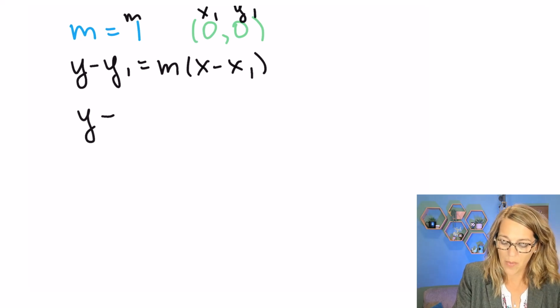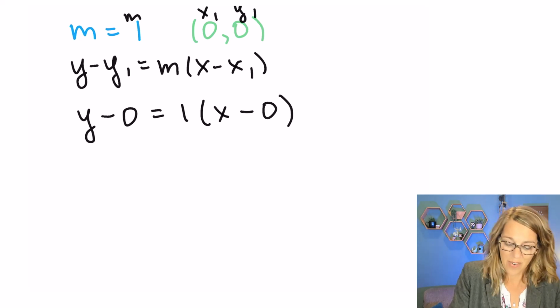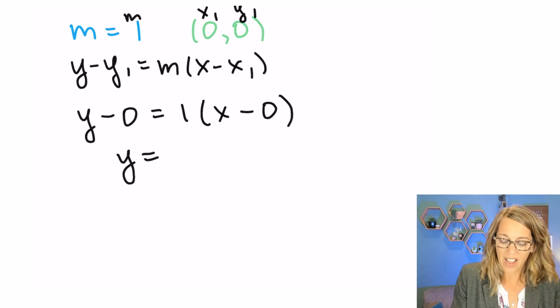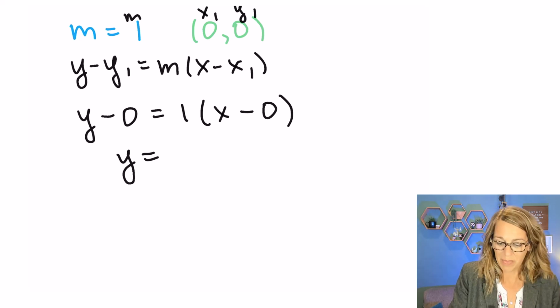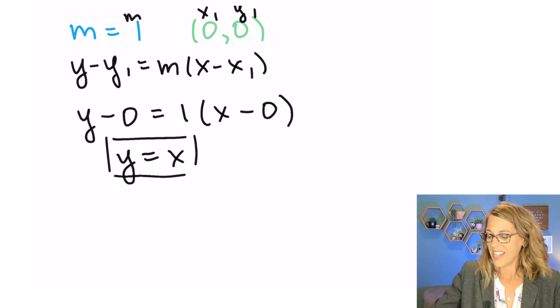So y minus y1 is 0, is equal to m, which is 1, times x minus x1, and x1 from that point is also 0. So we end up with y on one side is equal to 1 times x on the other, and we get y is equal to x.